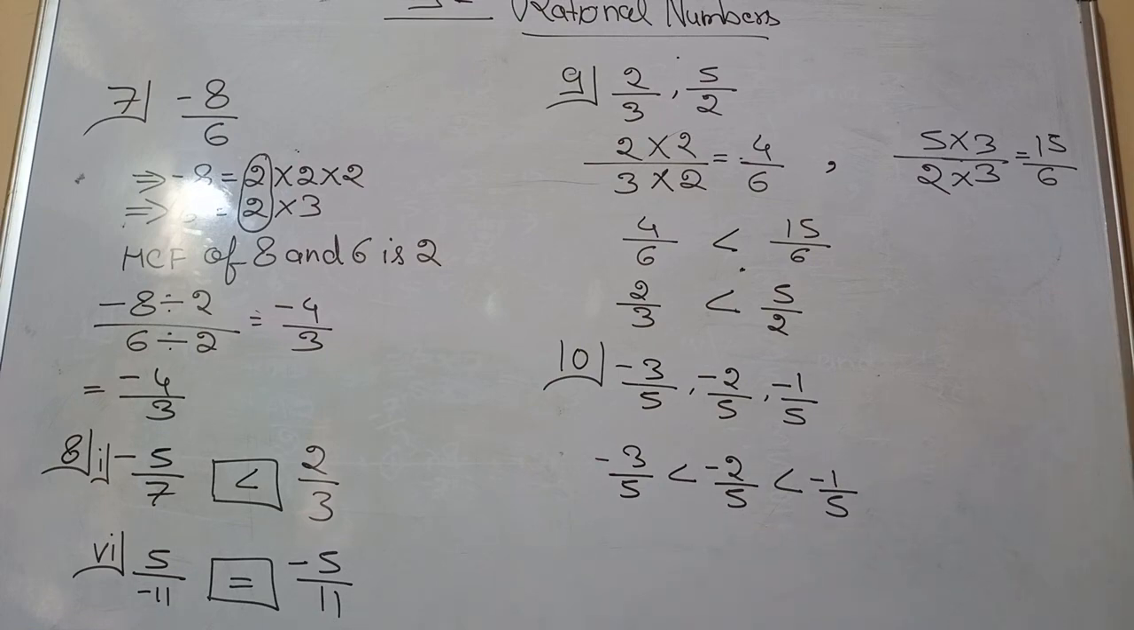But if denominators are different, then what do you have to do? First, you have to equalize the denominators, meaning by multiplying by some given number, you have to make the denominators equal to each other. After that, by looking at the numerators, you can easily get to know which number is the first greater number and which number is the last smaller number.